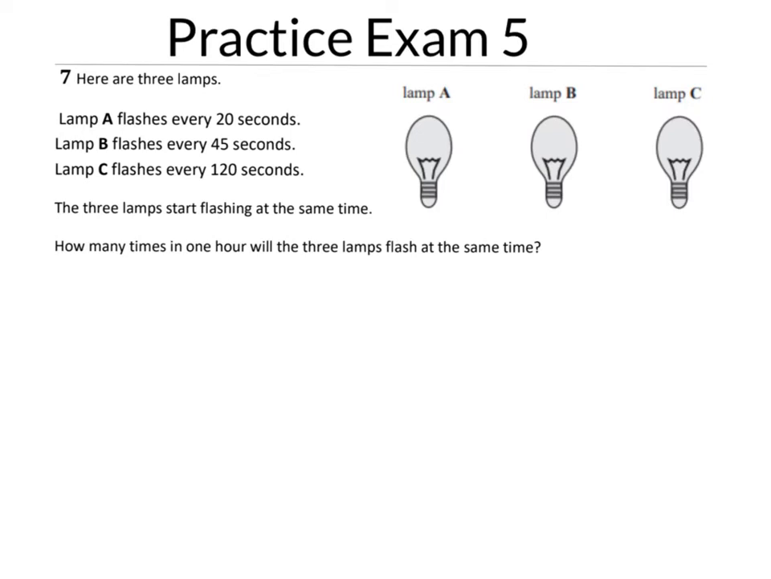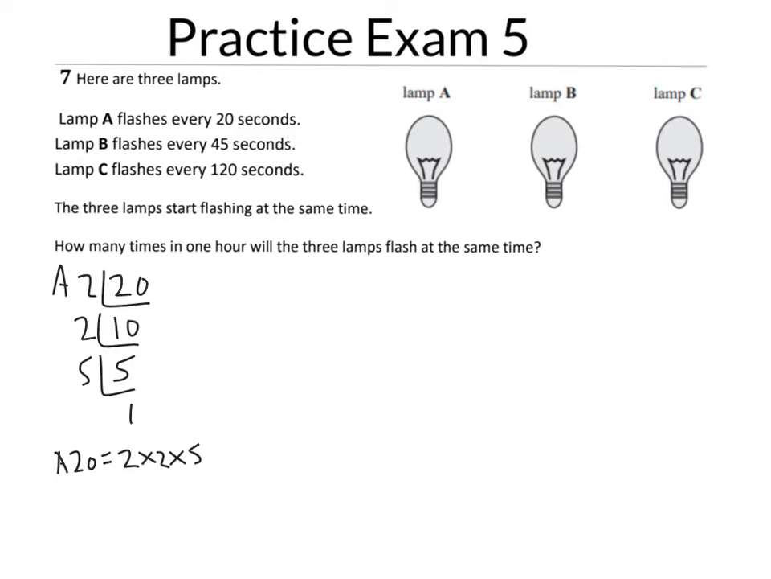So let's look at lamp A first of all. 20 can be divided by 2, 2 again, and 5. So A, which is 20, is 2 times 2 times 5. If we look at B, 45 can be divided by 3 to give 15, 3 to give 5, and 5 to give 1. So B, which is 45, can be written as 3 times 3 times 5.